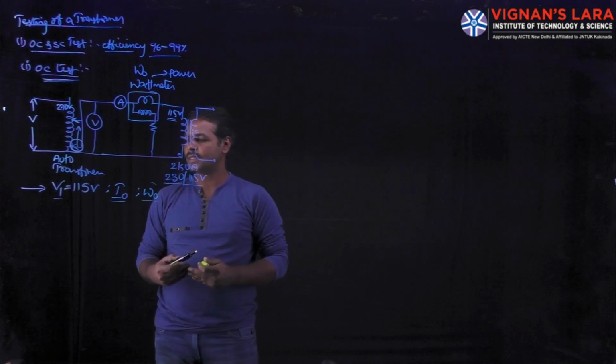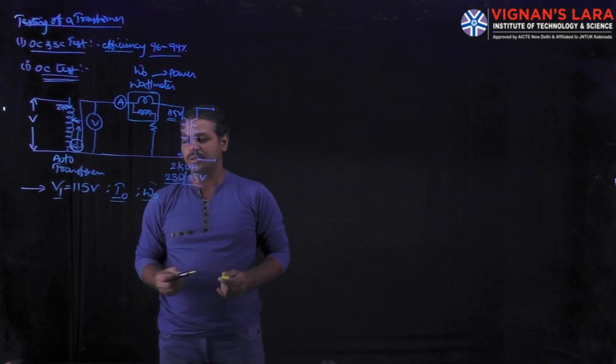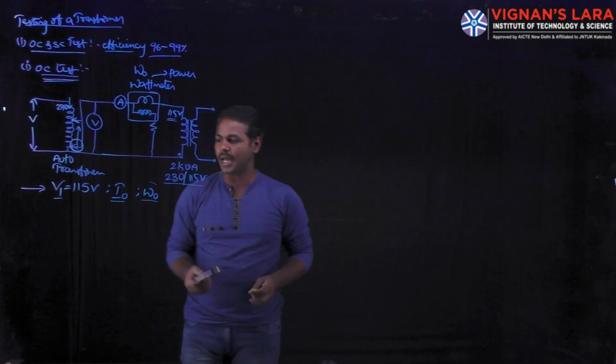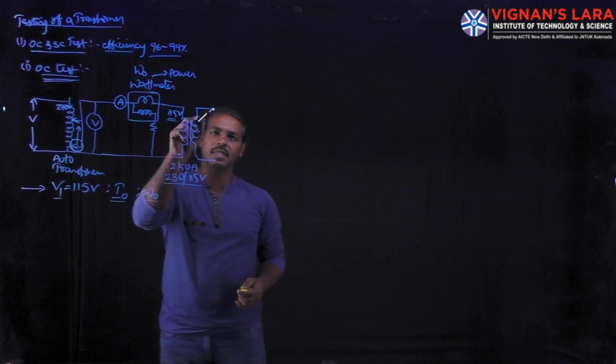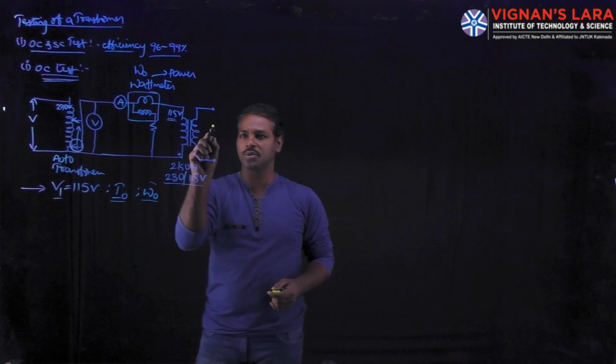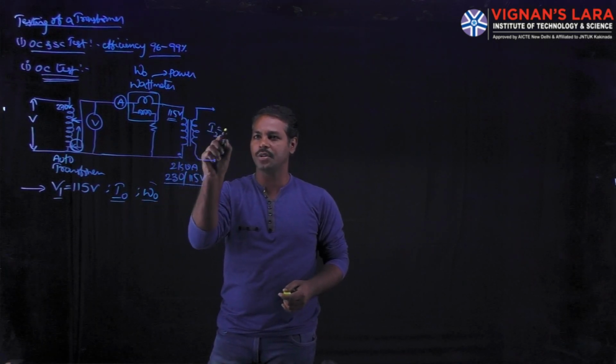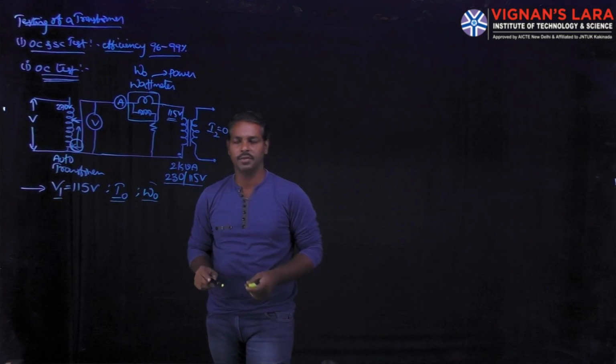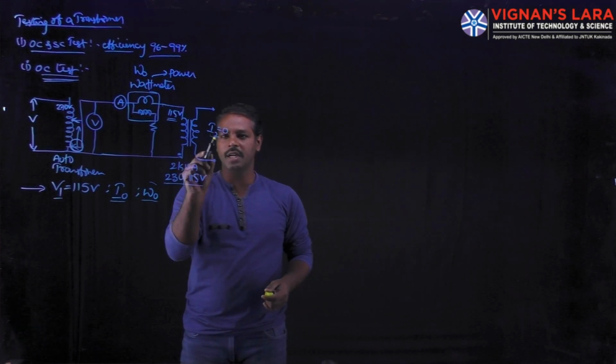So another one is, why are we getting these three values? What are the indications of these three values? In this, whenever the secondary terminals are open circuited, the load current is equal to 0, that means I2 is equal to 0.